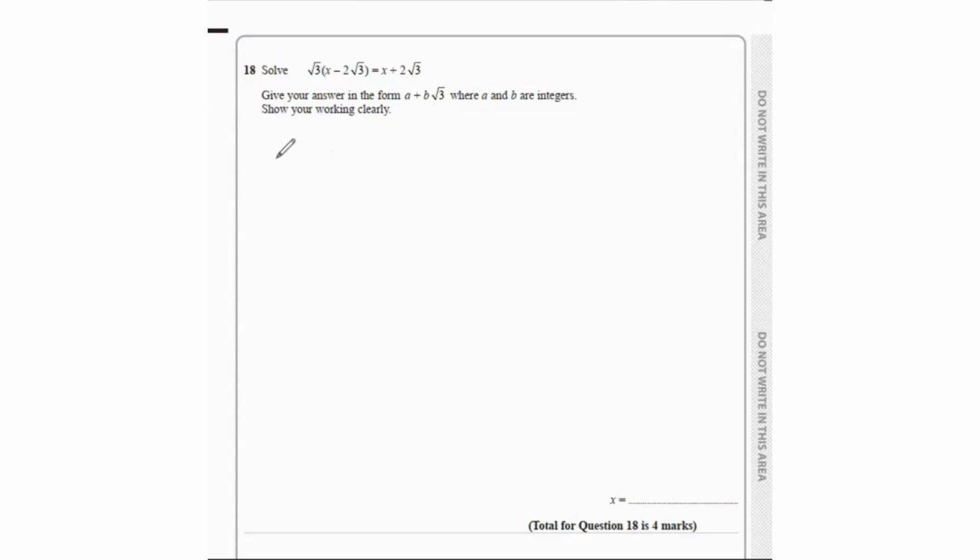So let's expand the bracket first. So it's going to be x root 3 minus 2 root 3 times root 3 equals x plus 2 root 3. X root 3 minus, when you multiply root 3 with root 3, basically we're squaring it. It's the same as 2 square. 2 square is 2 times 2. So root 3 square is root 3 times root 3.